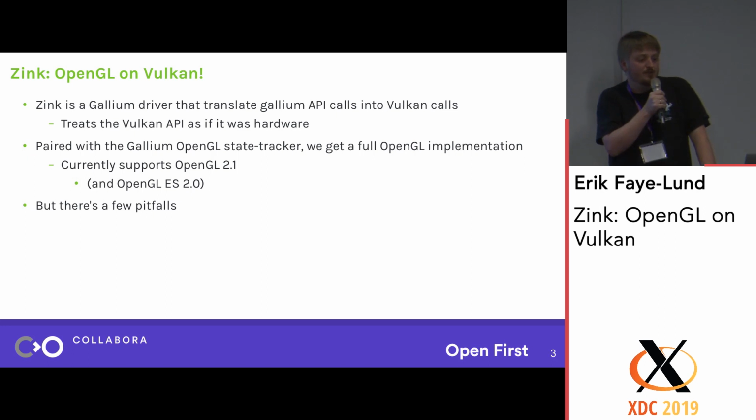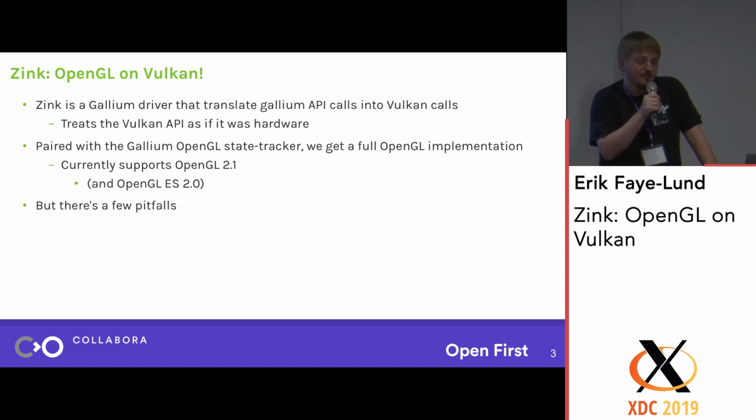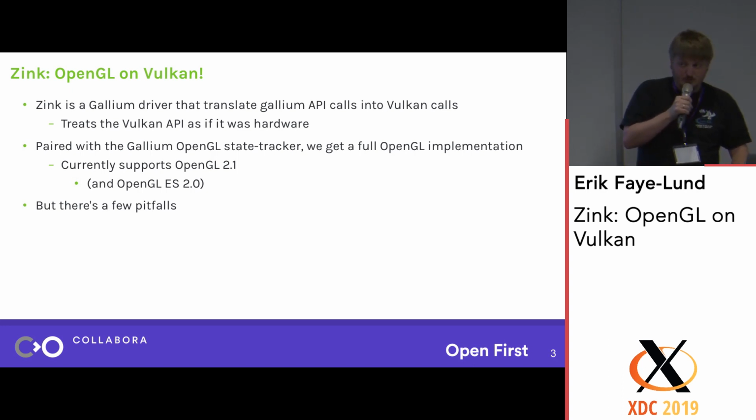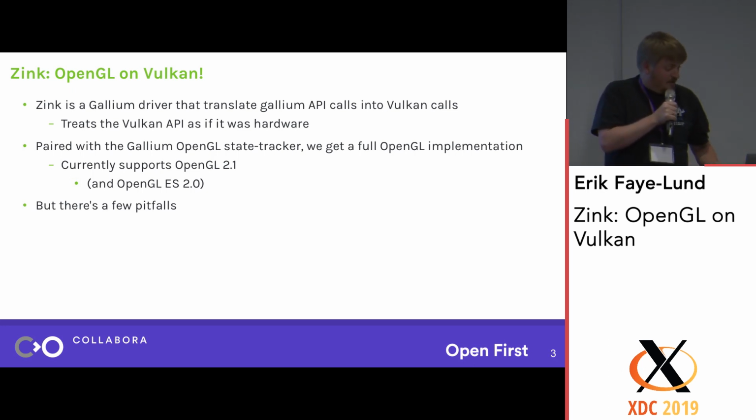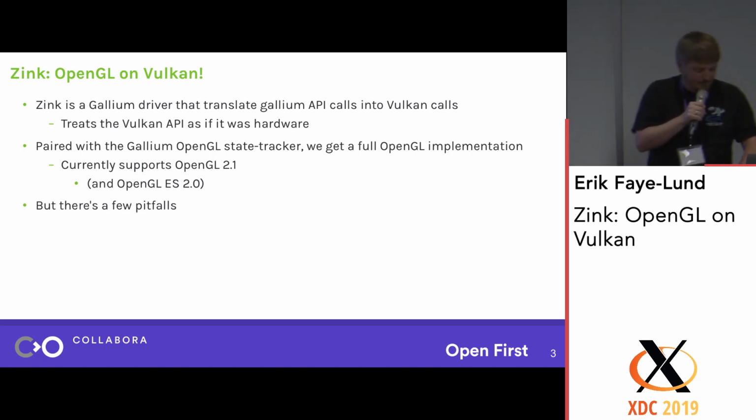It's a Gallium driver that translates Gallium API calls into Vulkan calls. It looks very similar to a normal GPU driver, but instead of mapping up memory and stuff like that using kernel calls, it uses Vulkan calls. When you pair that together with Gallium's OpenGL state tracker, you get a full OpenGL implementation. We're currently supporting OpenGL 2.1, as well as OpenGL ES 2.0. There are a few pitfalls. I will go through some of those a bit later.